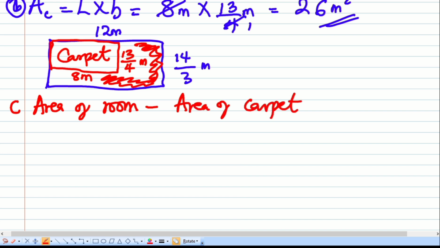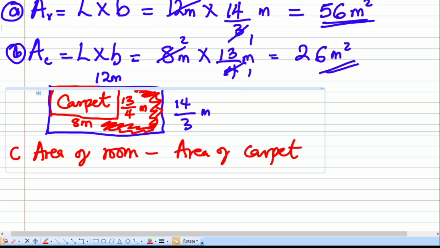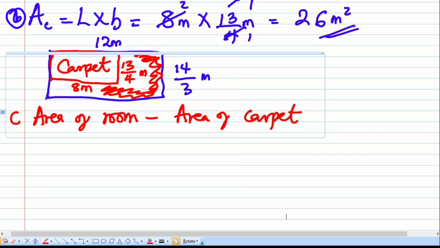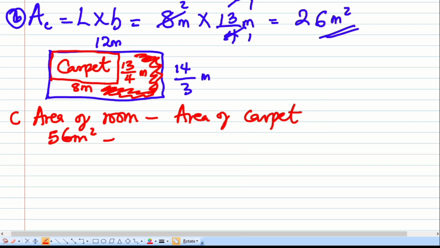So what's the area of the room? We got the area of the room as 50. Let's check again. 56. Okay, so we have 56 minus 26. So let's do that. We have 56 meters squared minus 26 meters squared. So 6 minus 6 is 0, 5 minus 2 is 3. So the area that is not covered is 30 meters squared.